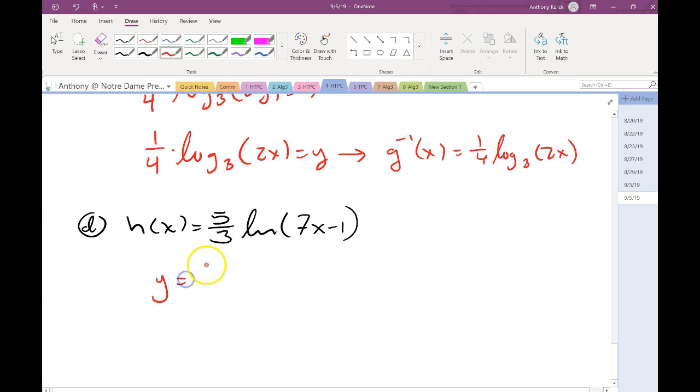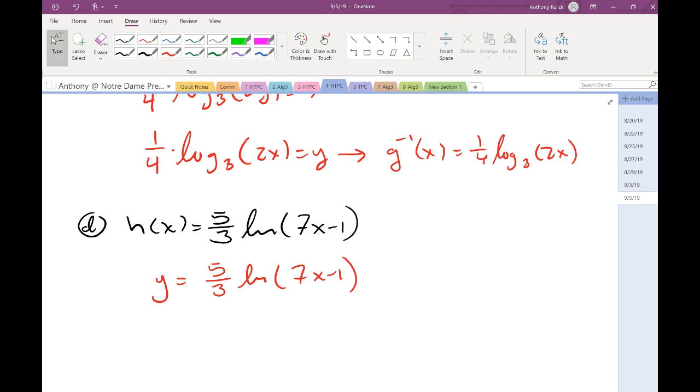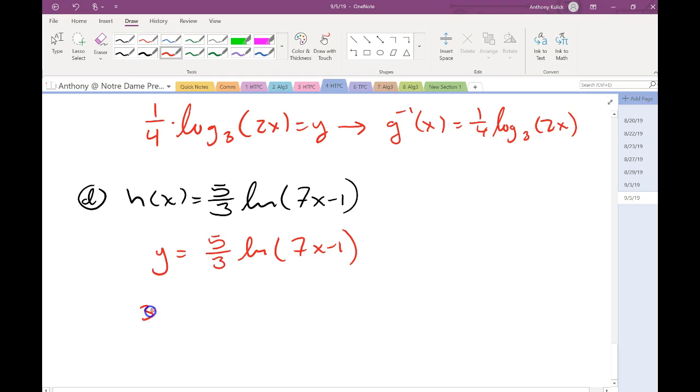So we'll start by doing the same thing. We'll rewrite using the y equals notation. And then my first step should be to multiply by 3/5. Sounds good to me. That's the same thing as dividing by 5/3, but nobody likes dividing with fractions. Just multiply by the reciprocal, right?